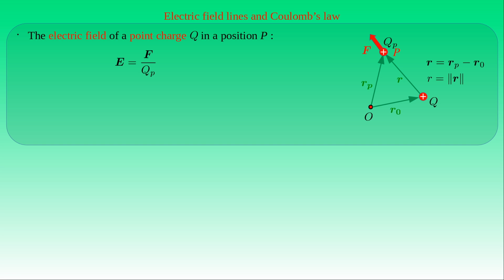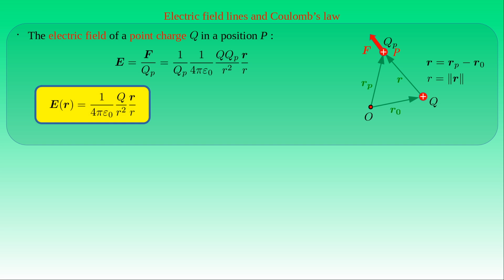Coulomb's law tells us that the force F is given by 1/4 pi times epsilon naught, times the ratio of q times qp to the square of the distance r between the charges, times the unit vector pointing from the source charge to the test charge. Since we see qp in both the numerator and the denominator of the fraction in the right-hand side, we can drop qp. As a result, we obtain the electric field E in the point determined by the vector r, which is equal to 1/4 pi epsilon naught, times the ratio of the charge q to the square of the length of r, times the vector r divided by its length.